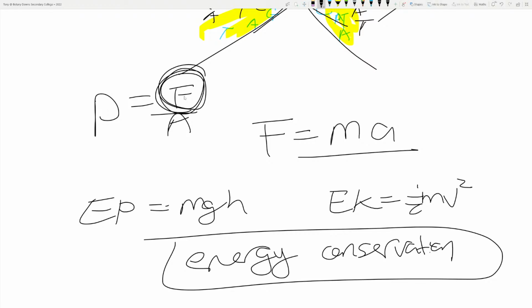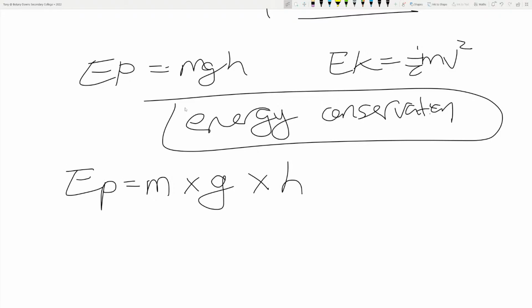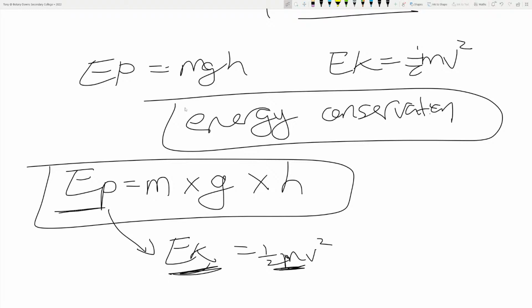Let's assume all of the energy is conserved. You know how heavy your pen is, you know gravity on Earth is 10, and you know how high you're holding the pen, so you can calculate EP. Then we say all of our EP is converted to EK, which equals half mv squared. You know the mass and you know the EK because we got it from the EP. You can just solve for v, and that's just math.